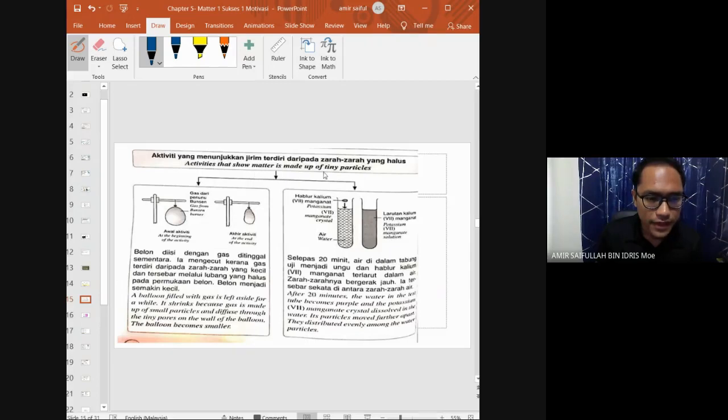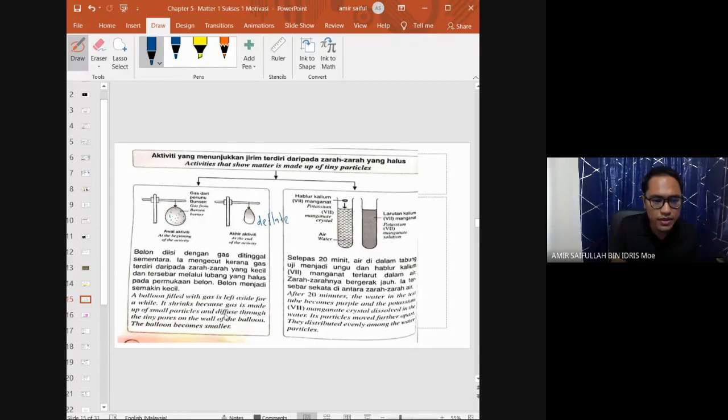So we see examples that show matter is made up of tiny particles. At the first stage, this balloon is filled up with a gas, a gas from the Bunsen burner. After some time, you see the balloon deflate.